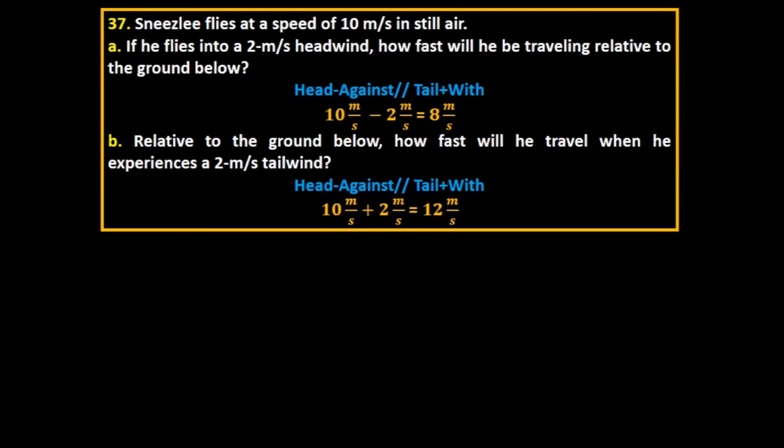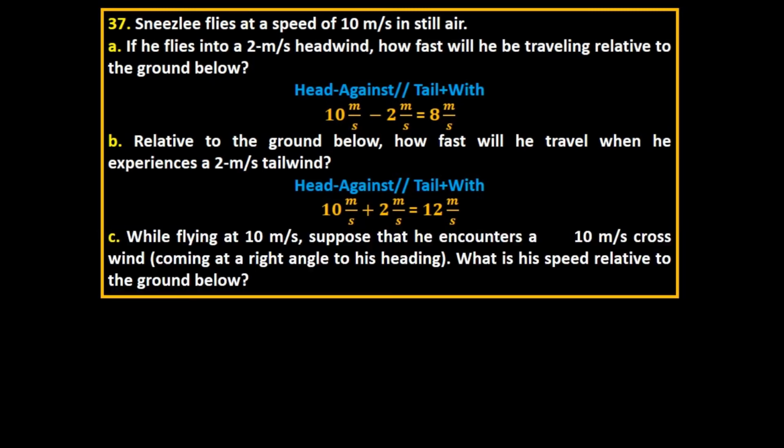Okay, while flying at 10 meters per second, suppose that he encounters a 10 meters per second crosswind coming at right angles to his heading. What is the speed relative to the ground? So it's 10 one way, 10 the other way. The diagonal, the resultant, will be root 2. You remember that? 1, 1, root 2 is a special triangle, 45 degree angles. So 10 times root 2 is going to be 14.1. The legs are equal, therefore the direction is 45 degrees.